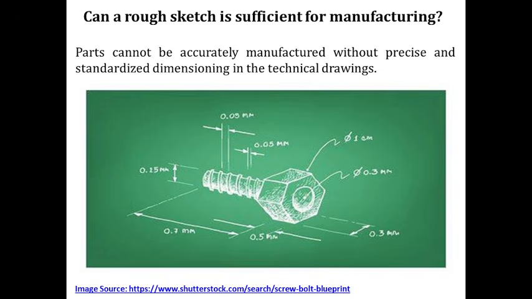Can a rough sketch be used to manufacture a component? The answer is no. Although rough sketches help us communicate ideas quickly, they lack accurate dimensions, tolerances, and standardized information. Manufacturing industries require precise engineering drawings so that every component is produced exactly as designed. Even a small dimensional error can lead to improper assembly or product failure. Next slide.